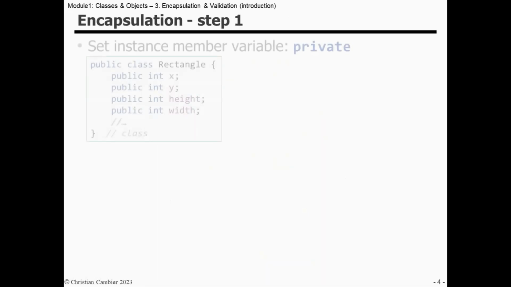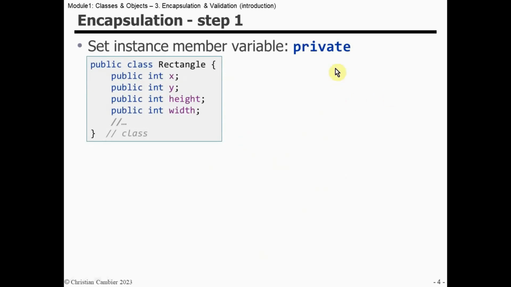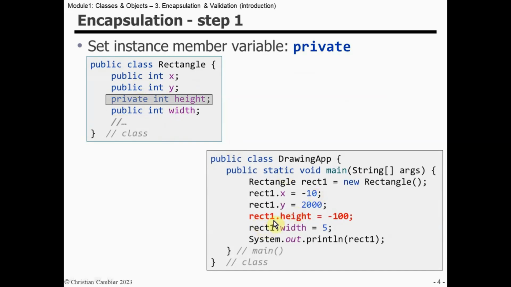Encapsulation step 1. Set instance member variable to private. Well, the core of our current problem is that any client can directly access any property of rectangle. So step 1 is to make direct access impossible. How? I'm going to demonstrate that with the height property first. Well, by setting instance members to private. So we change the access modifier from public to private. This results in the app not being able to assign any value to the property anymore. The assignment will result in a compiler error because height has private access.